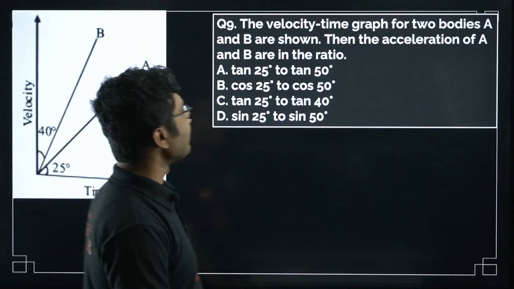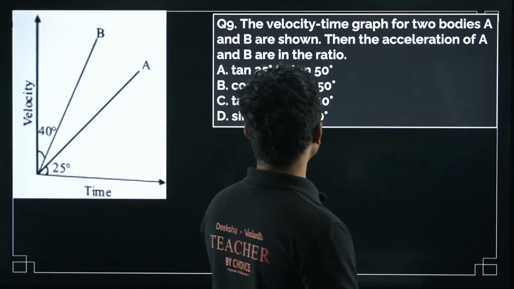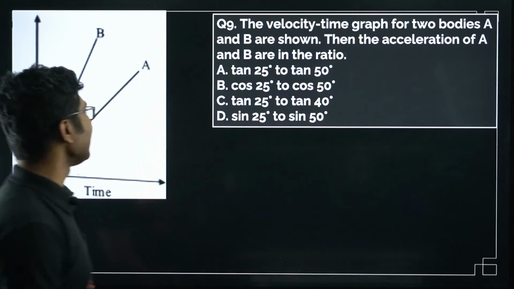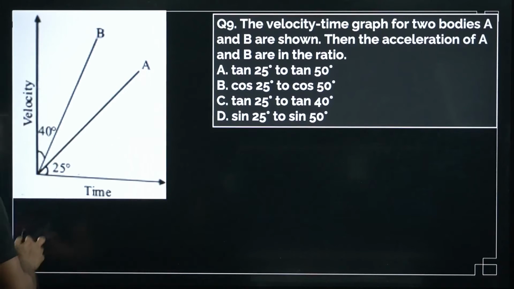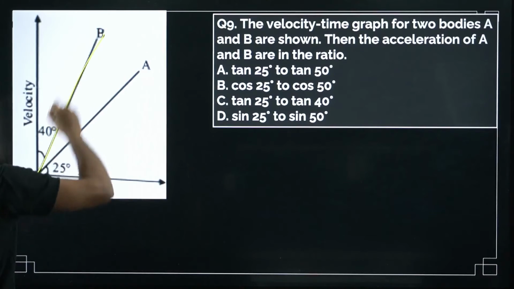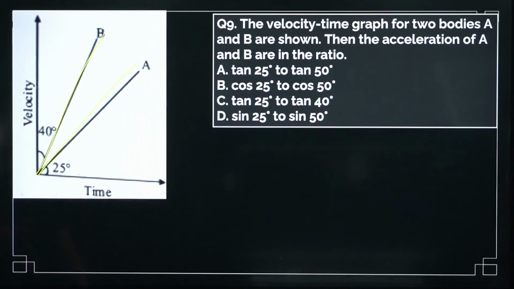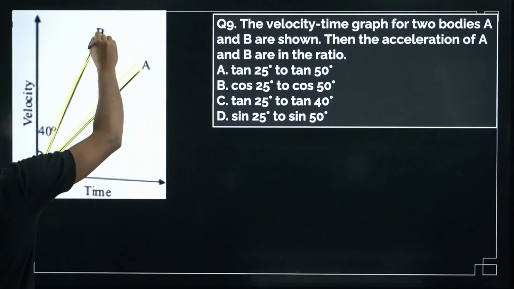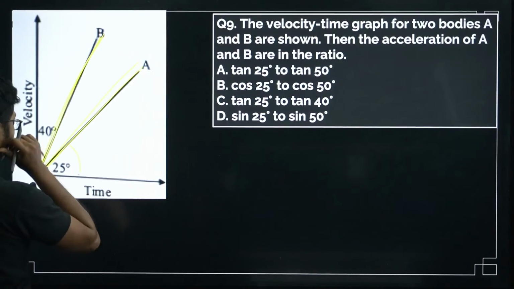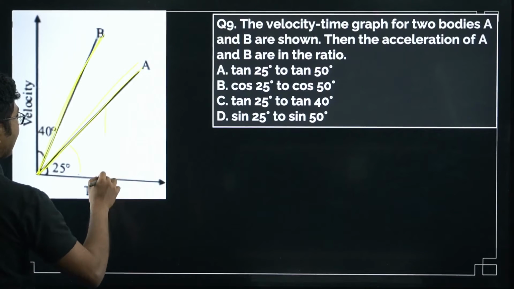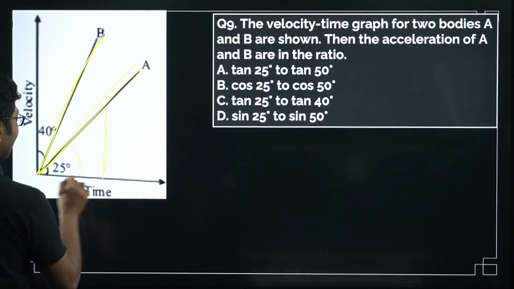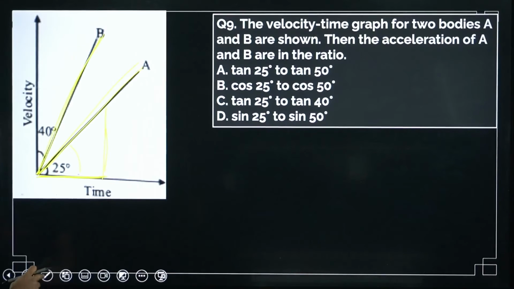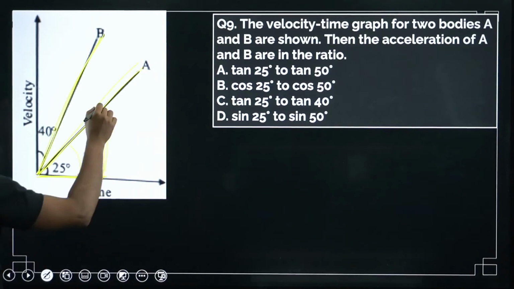The velocity time graph for two bodies A and B are shown. Then the acceleration of A and B are in the ratio. So here we have a velocity and time graph. Velocity divided by time is basically delta y by delta x, where delta y is velocity and delta x is time. So velocity divided by time gives you the slope, and that is also the acceleration.